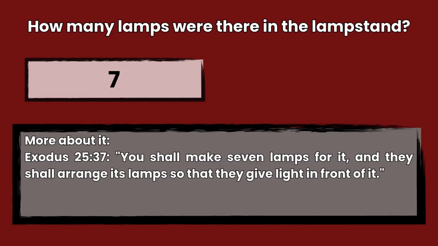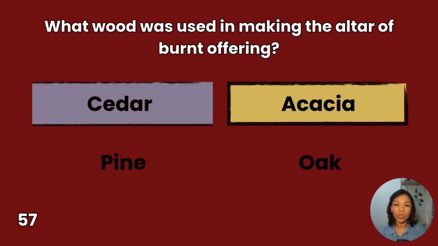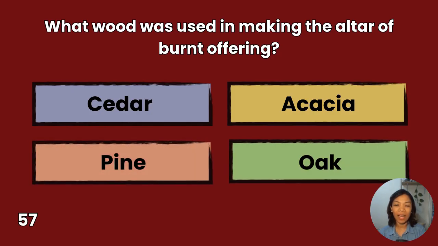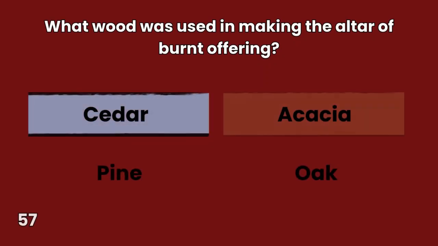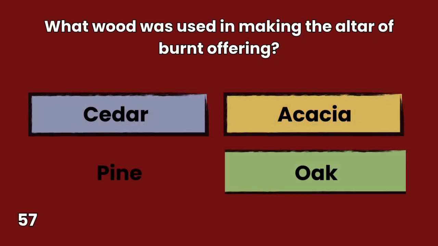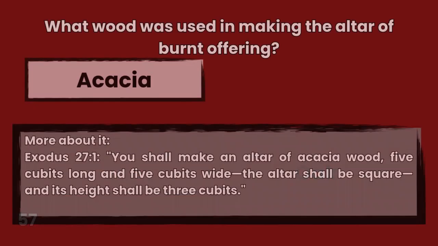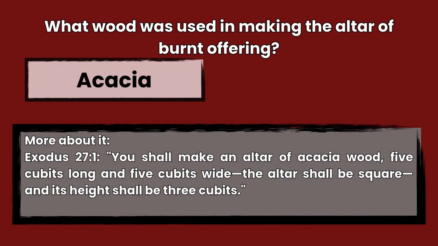57. What wood was used in making the altar of burnt offering? Cedar, pine, acacia, oak. You have 10 seconds to answer. The answer is acacia. Exodus 27:1. You shall make an altar of acacia wood, 5 cubits long and 5 cubits wide. The altar shall be square, and its height shall be 3 cubits.